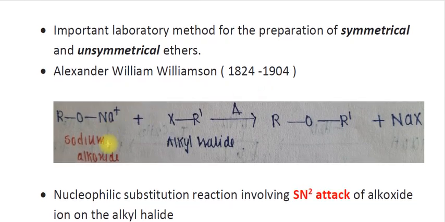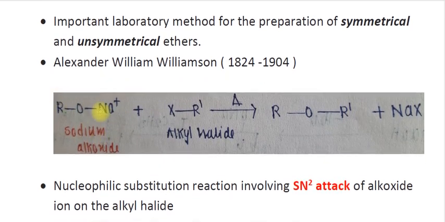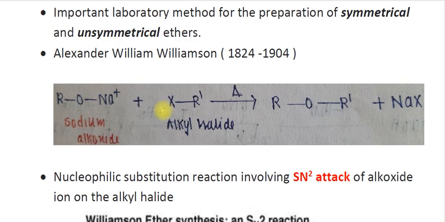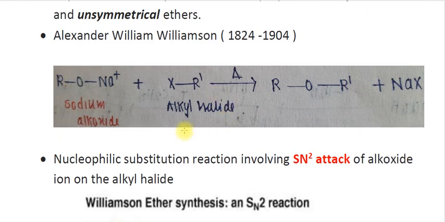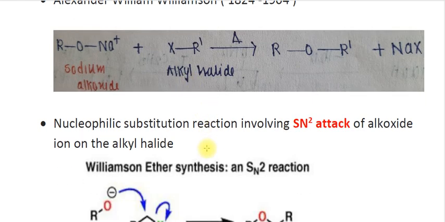Here you can see sodium alkoxide, RONa, is taken with an alkyl halide. Alkyl halide means R-X. When it is heated, you get ROR plus NaX, forming an ether, that means ROR. It is a nucleophilic substitution reaction involving the SN2 attack of the alkoxide ion on the alkyl halide.